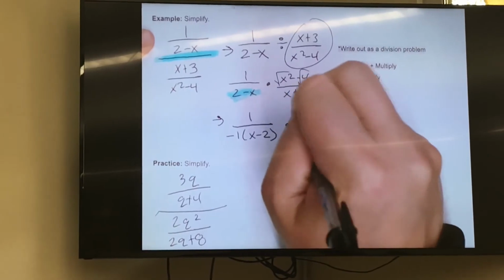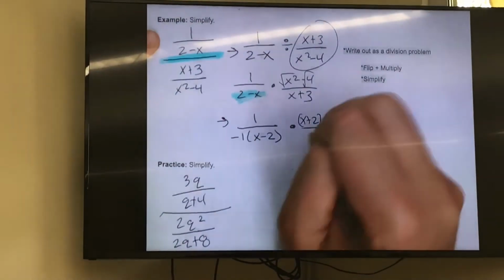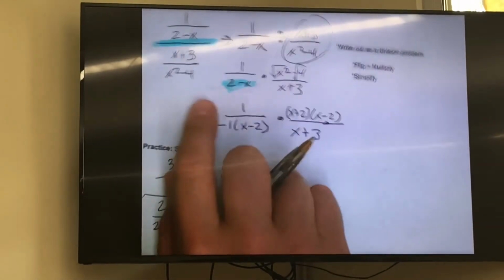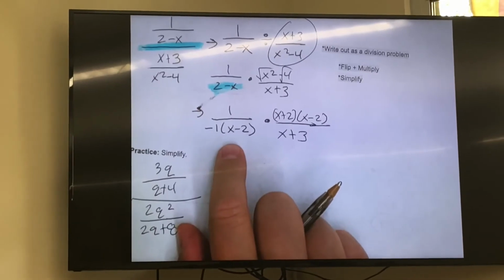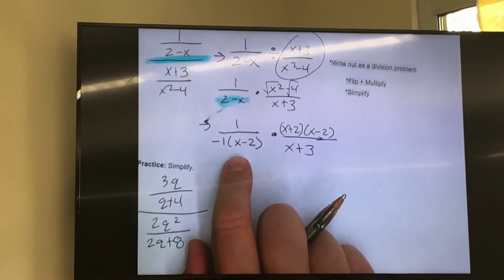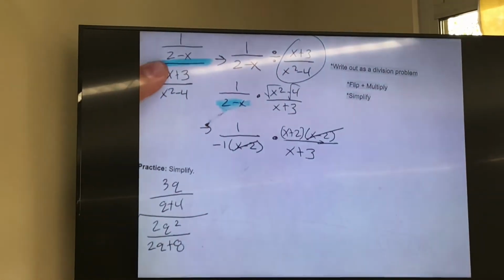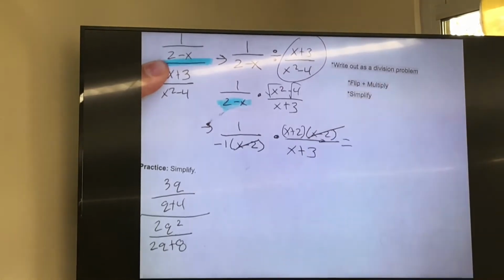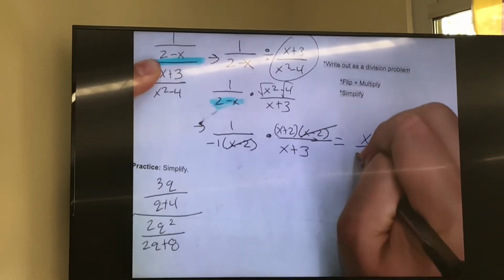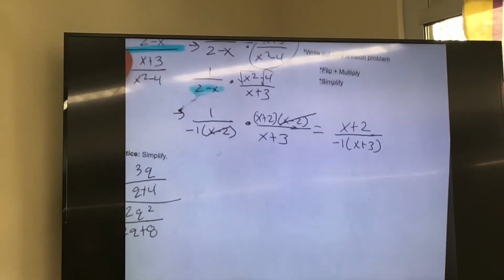So we have an x plus 2 and a x minus 2 all over x plus 3. If we did not remember to flip this, nothing would have canceled. On these, most of the time, something should be canceling at some point, okay? That's our tip for you guys. So the x minus 2's will be gone. And up top, we have x plus 2 over the negative 1 times the x plus 3.